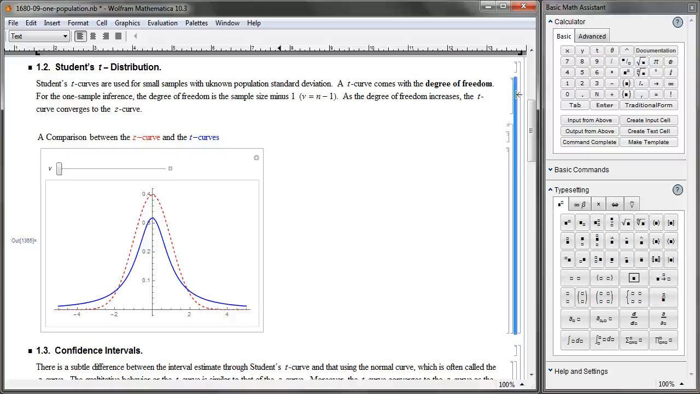Be warned, the degree of freedom is not always n minus 1. In this case it is. In 1000 level, most of the time it is n minus 1, but there are some examples where things behave very differently.